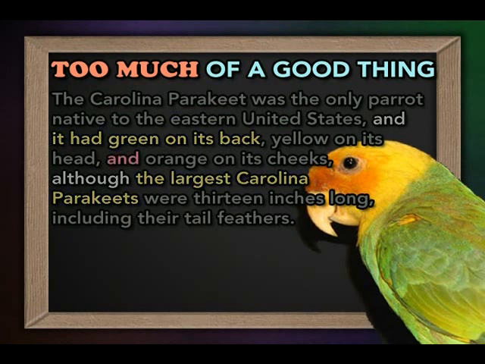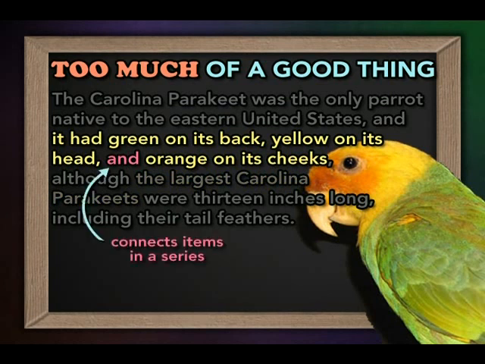Don't be confused by the and by orange. It had green on its back, yellow on its head, and orange on its cheeks. That and you need because that is part of the items in a series. I have 3 items in that series. Green on its back, yellow on its head, orange on its cheeks. To connect those 3 items, I have to use the word and. So that's functioning differently than the ands I'm using to connect my stringy sentences.